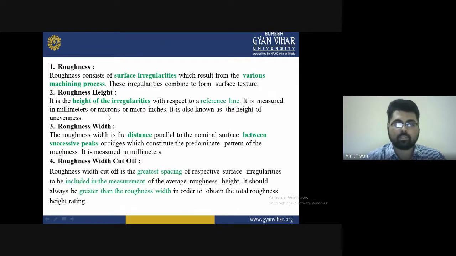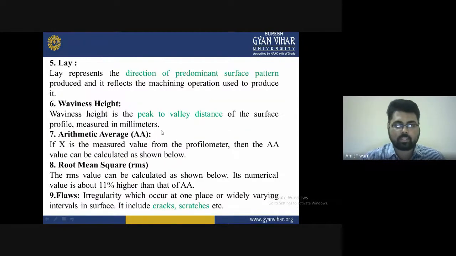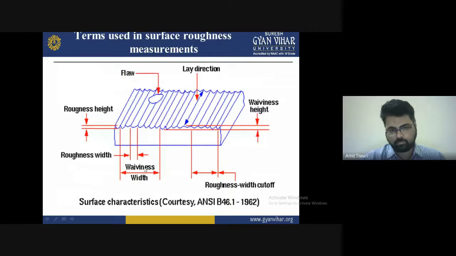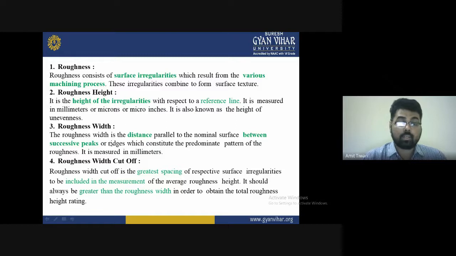Roughness width is the distance parallel to the nominal surface between successive peaks or ridges, consisting of the predominant pattern of the roughness. It is measured in millimeters. You can see the roughness width in this diagram. Roughness width is the distance parallel to the nominal surface between the successive peaks or ridges, which consist of the predominant pattern of the roughness, measured in millimeters.